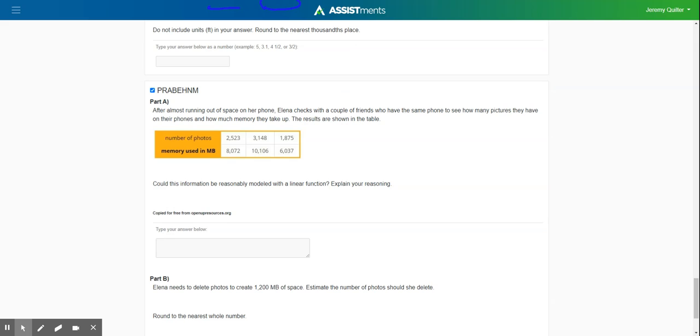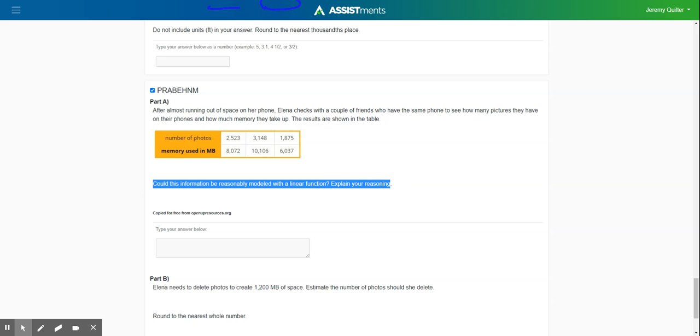The next question, after almost running out of space on her phone, Elena checks with a couple of friends who have the same phone to see how many pictures they have on their phones and how much memory they take up. The results are shown in the following table with number of photos and then followed by the memory that's used. Question comes down to, could this information be reasonably modeled with a linear function?